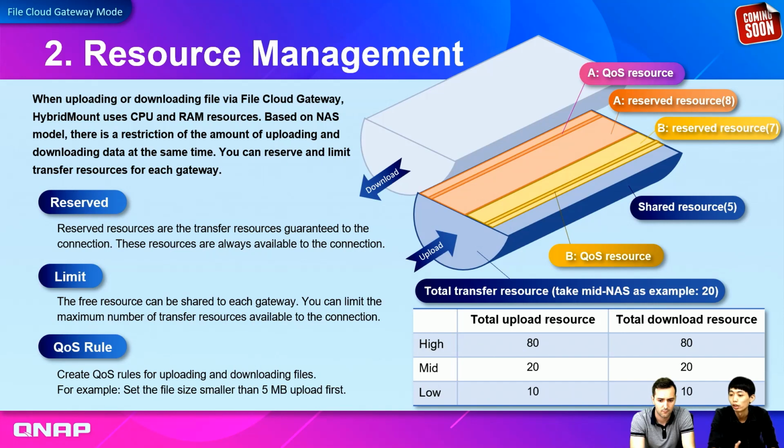So totally we can upload 12 files at the same time, using the shared resource. Yes, 5 that we have. So you can see here we have a limit. You can set a limit to the connection, which means if you don't want this connection to use too many shared resources, you can set a limit.